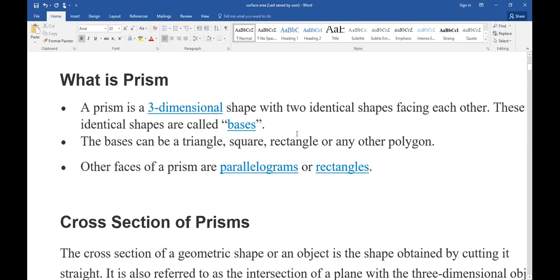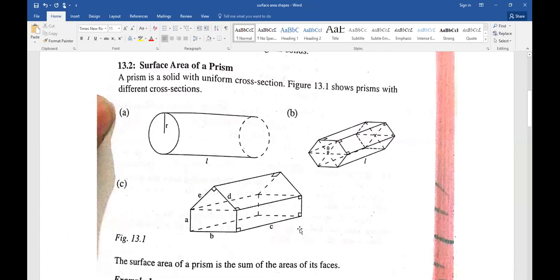These identical shapes are called the bases. The bases can be triangle, square, rectangle, or other polygon. Remember, a polygon is a many-sided figure. The other faces of the prism are parallelograms or rectangles. So it can be a triangle, a square, a parallelogram, a rectangle, whatever it is. So I will now bring you back to these shapes that we have here so that we can see.